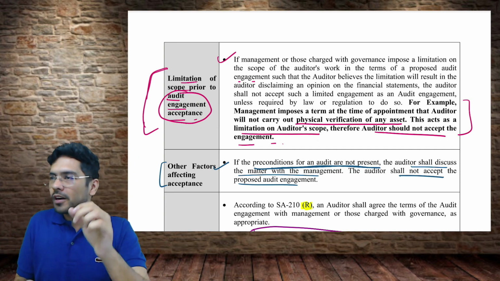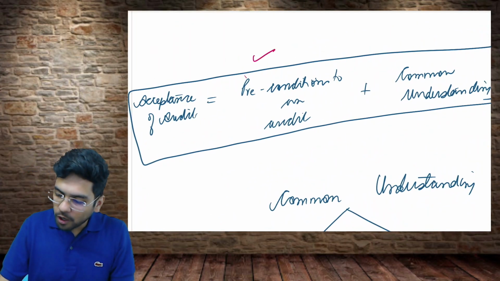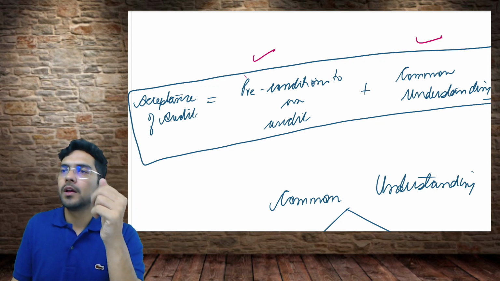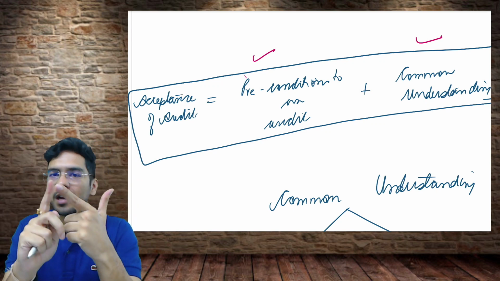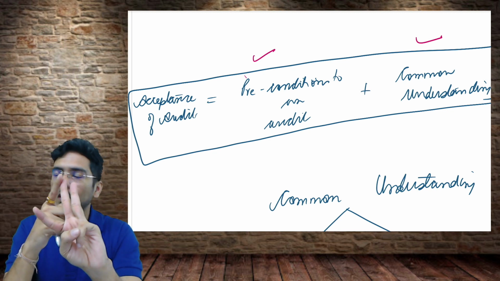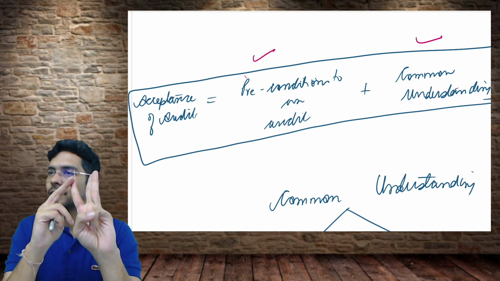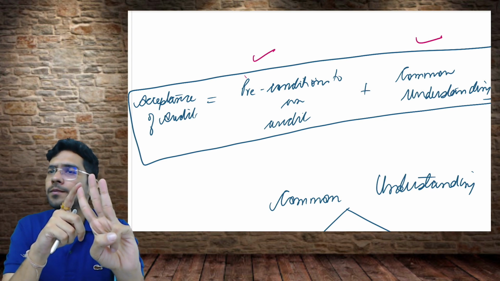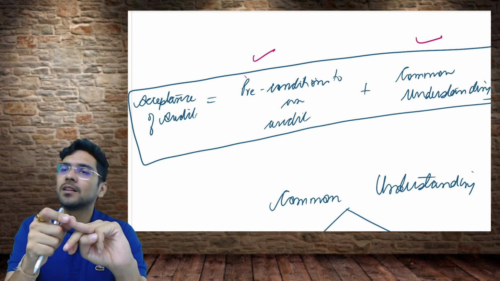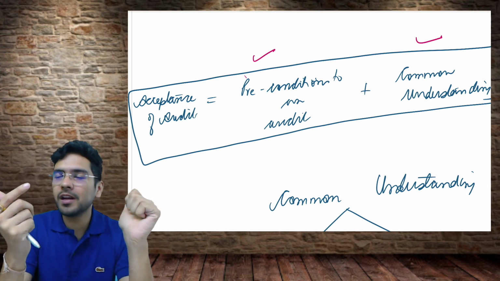What all things did we cover in this standard? Number one, when are you going to accept an audit engagement? You have to cover two things: preconditions and common understanding. How many preconditions did we cover? Two. Management has an understanding of the FRF, and management acknowledges its responsibility with respect to three things: preparation of financial statements, internal controls, and providing us access to all information with respect to financial statements, additional information, as well as unrestricted access to all employees. These are preconditions.